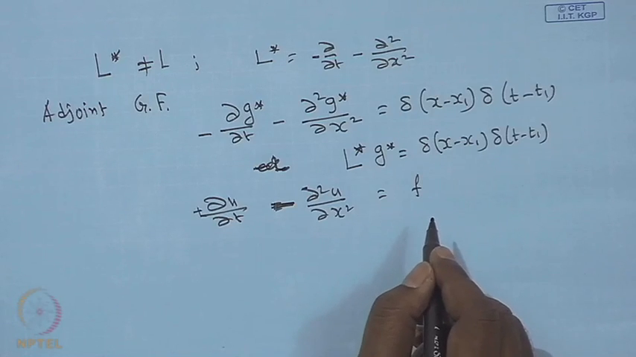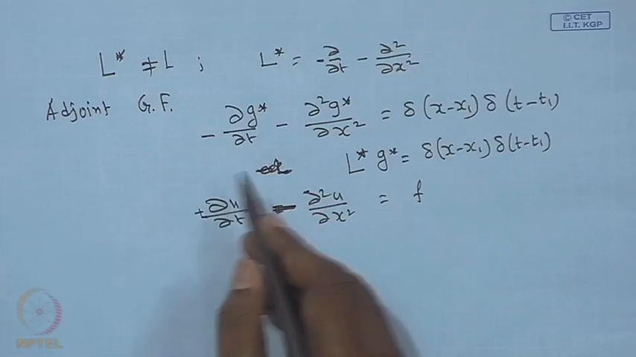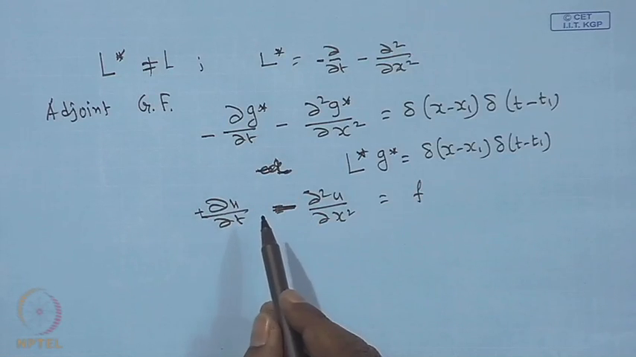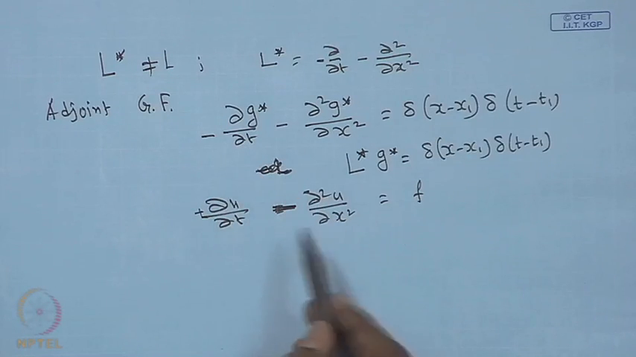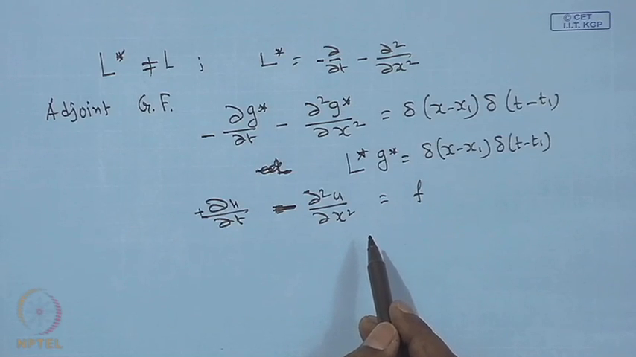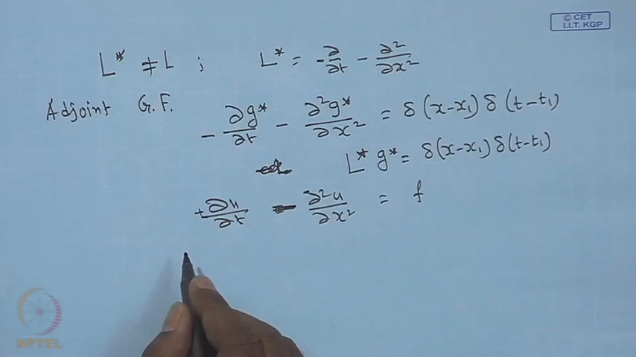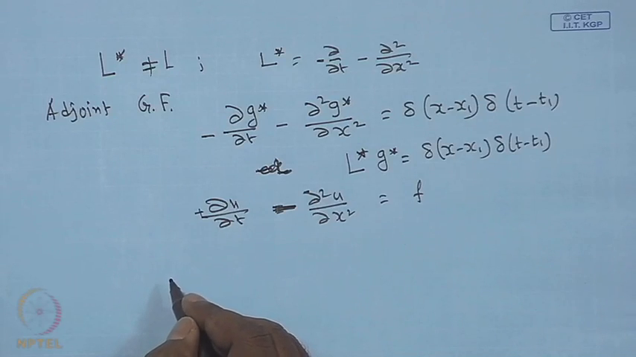Then we connect u and g star by taking the inner product of this equation with g star, taking the inner product of the other equation with u, and subtracting, and we will get the corresponding solution. I am not going to solve this problem for you. In the last problem we have solved this problem completely.